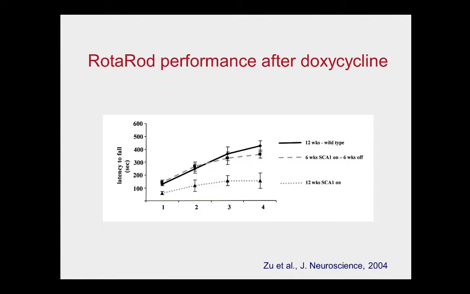If you give the animals doxycycline 6 weeks into life, the abnormal protein has been there during development and for the first 6 weeks after birth. Then you turn the gene off and wait 6 weeks. This is what the animal who's had the gene on the whole time looks like. This is what the wild type looks like, and this is what the animal who had the gene turned off looks like. So you get an improvement almost back to normal if you turn the gene off very early.